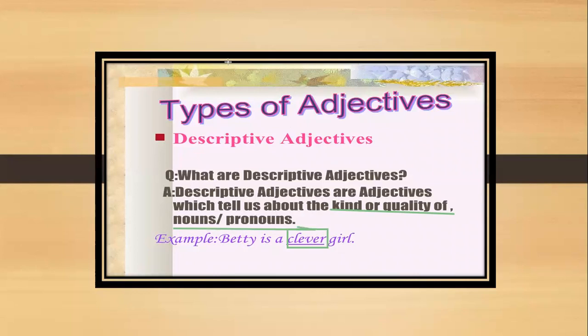Now in this sentence, the word girl is a noun. Let me write. The girl is a noun. Okay, keep in your mind. Girl is a noun, and the word clever is describing that girl. Okay, how the girl Betty is. She is a clever girl. Instead of clever, it can be good, it can be bad. Okay, anything can come. Intelligent. Okay, anything can come.